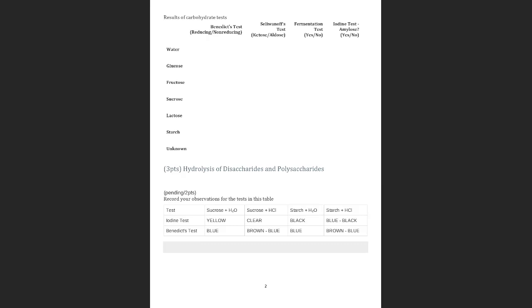Here it says hydrolysis of disaccharides and polysaccharides. Here is given the data. And again, basically, what you have to do in this part is look at the color. When do you have a positive reaction? If you see a blue, is it positive? No. If you have a brown blue, yes. And that's what you are going to continue.